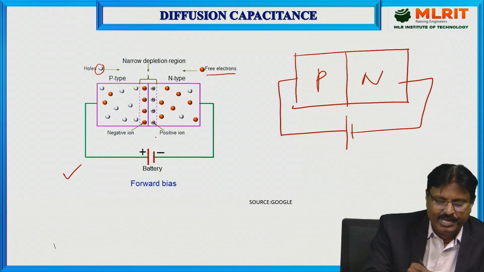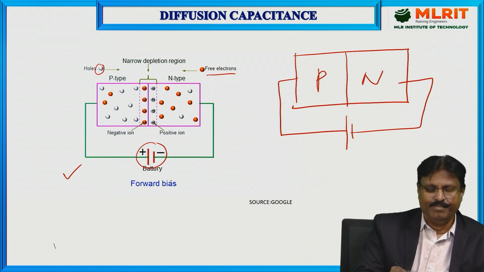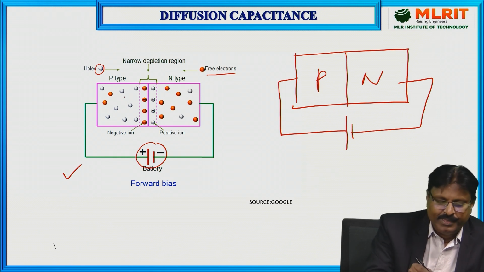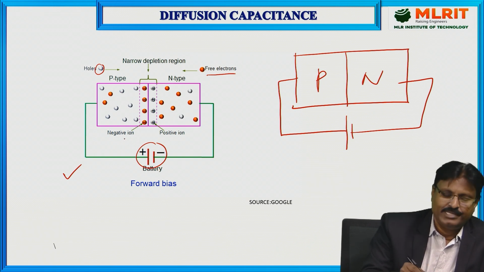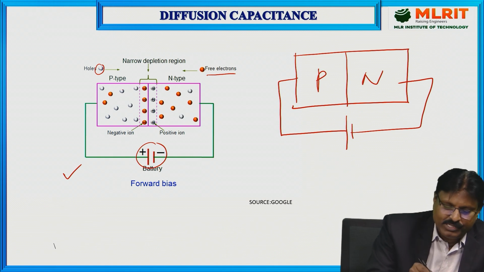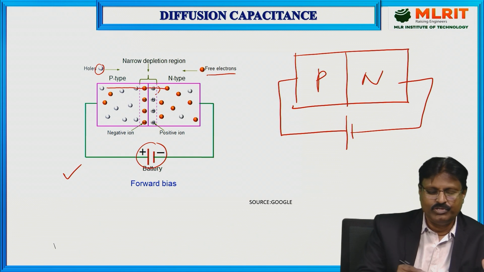But what happens here? If you observe the polarity of the external battery, this is a positive charge, and the holes, which are the majority carriers in the P type, are also positive charge. So repulsion happens, since both are of the same charge. That's why these holes will move from left to right, from the P side to the N side.